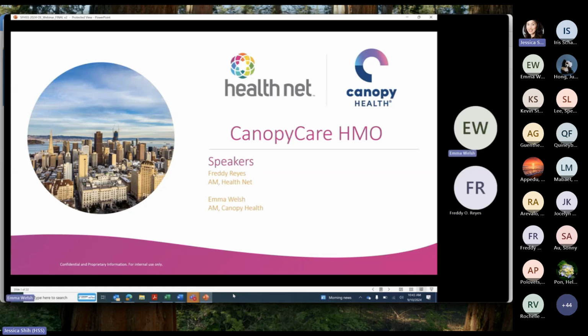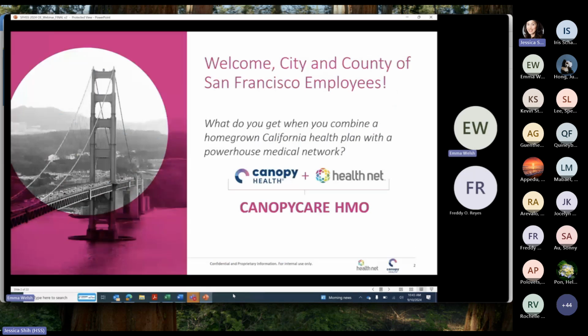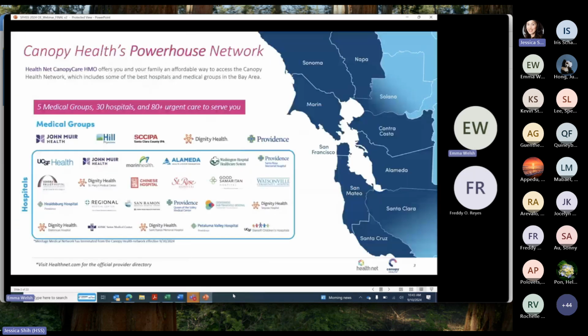Canopy Health is a network offered through the HealthNet Canopy Care HMO plan. The Canopy Health Network offers an affordable pathway to some of the best healthcare systems in the Bay Area. It includes 5 medical groups, as you can see, John Muir, Hill Physicians, Skippa, Dignity Health, and Providence, as well as 30 hospitals and over 80 urgent care centers. As you can see on the map to the right, we span over all 10 Bay Area counties, from Sonoma, Napa, all the way down through San Francisco to Santa Cruz County.